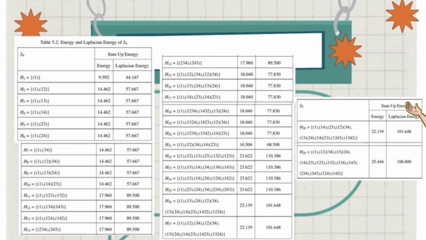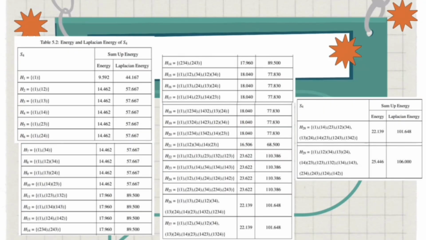For S4, the energy values are much higher due to its large size and complexity. Subgroups like H29, which contain multiple permutations, have the highest energy. The Laplacian energy in S4 also varies widely. Simpler subgroups like H1 have some lower values, while complex subgroups such as H22 to H29 have significantly higher values. This shows that Laplacian energy in S4 is more sensitive to subgroup complexity, leading to greater variations compared to S3.